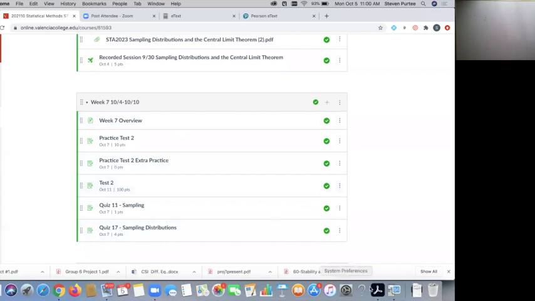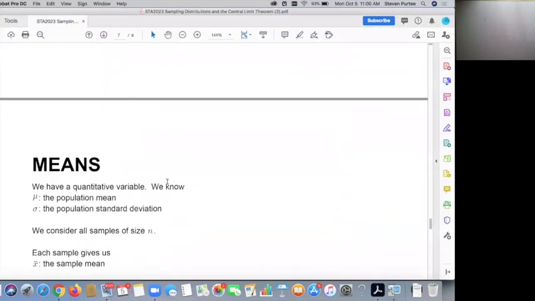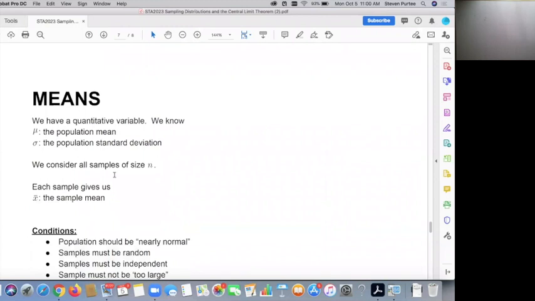We are still working on the central limit theorem. So now we're going to talk about central limit theorem for means. So we're dealing with quantitative data here. Somehow we know the population mean, mu, and the population standard deviation, sigma.